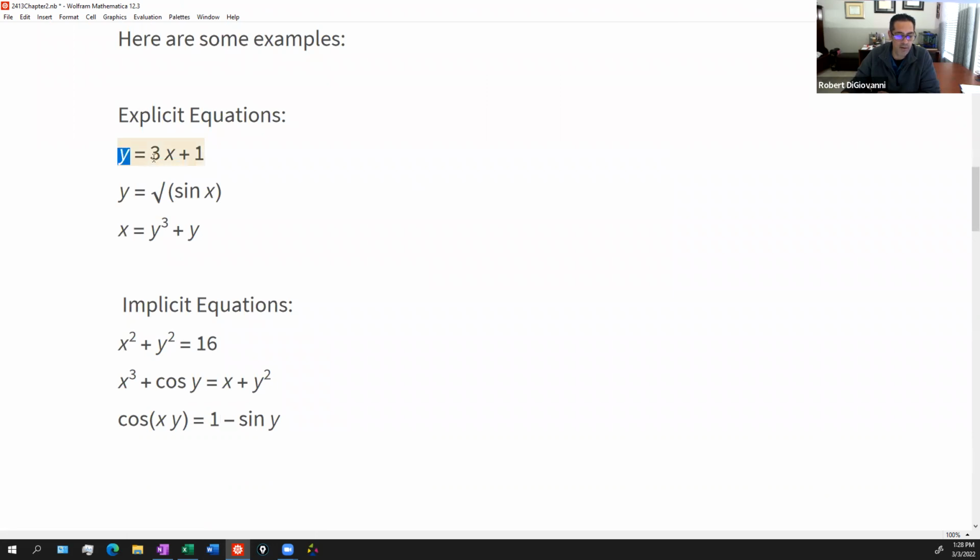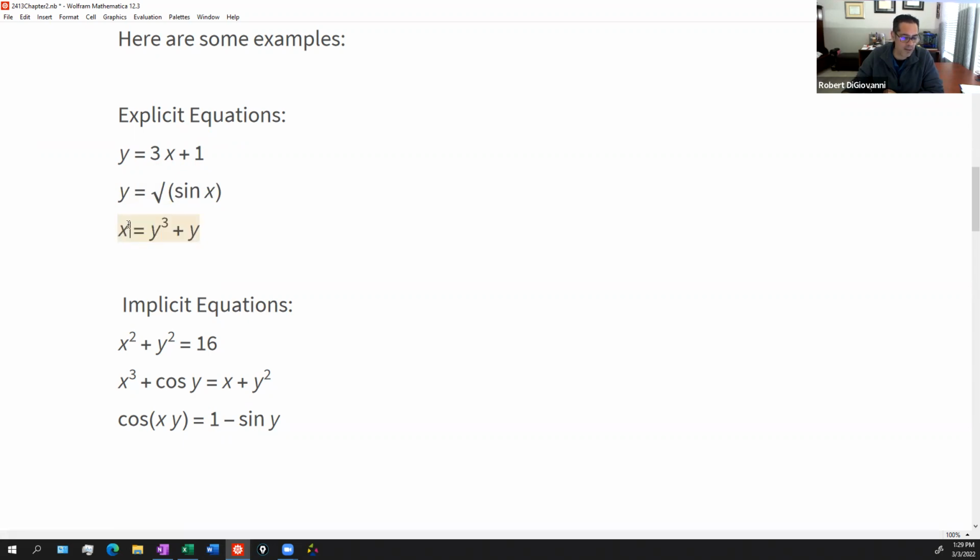This is solved for y, right? X is over on this side. If I give you an x, very simple, you give me what y is. This one, oh, that square root is supposed to go all the way across. Don't worry about it. It's square root. So if I give you x, you can give me y. Look at this one. If I give you y, you can give me x, right?